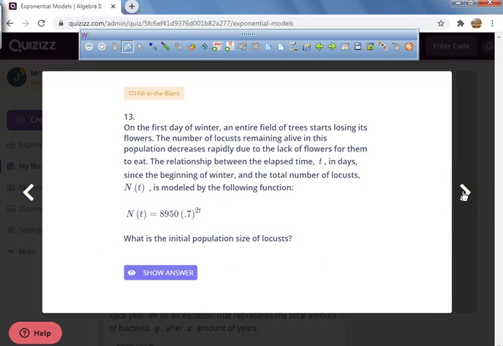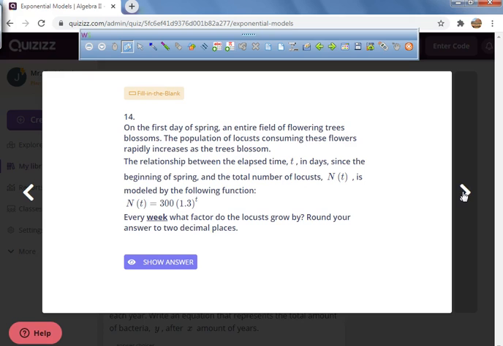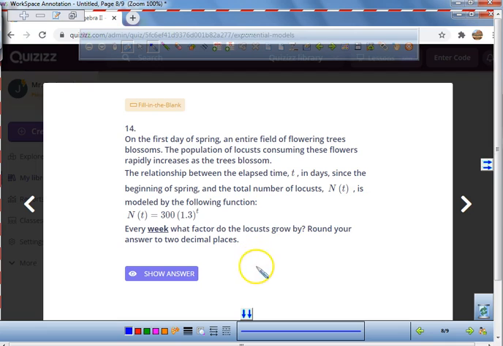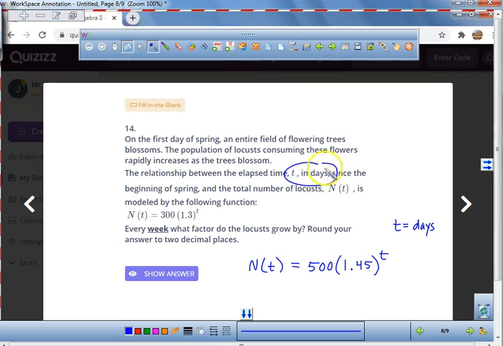This is pretty easy. I'm not going to tell you the initial size. Okay. So let's just right now for number 14, let's just make up a new problem. Here's our new function. I'm starting out with 500 instead of 300, and I'm doing 1.45 to the power of t. All right? Now, what does t represent in this problem? T equals time, which is days. But we're going from days to what?